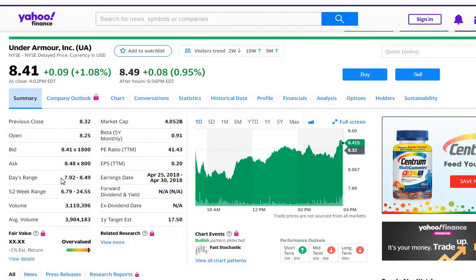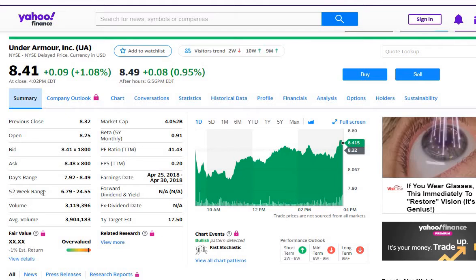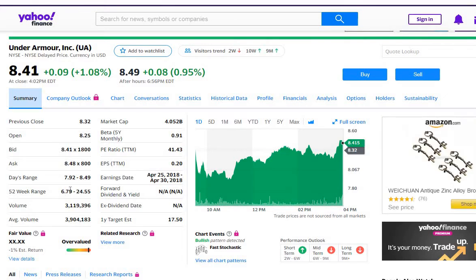Today's range went from 7.92 to 8.49 in a single day. Over the last 52 weeks, its lowest price per stock was 6.79, and its highest price was $24.55. That's quite a range, and what that tells you is that this 8.41 is at the lower end of this range. What they tell you in stocks is that you buy when the price is low and you sell when the price is high to make the most profit.